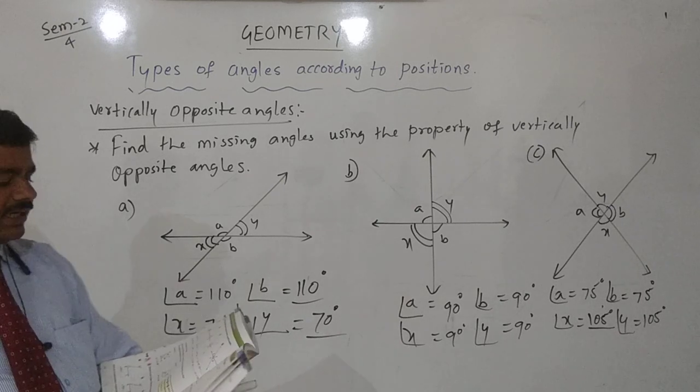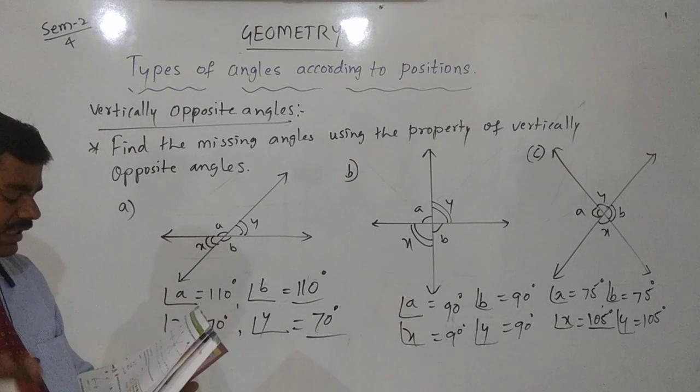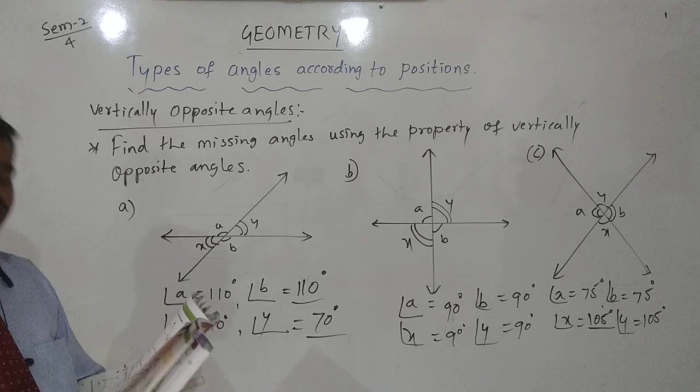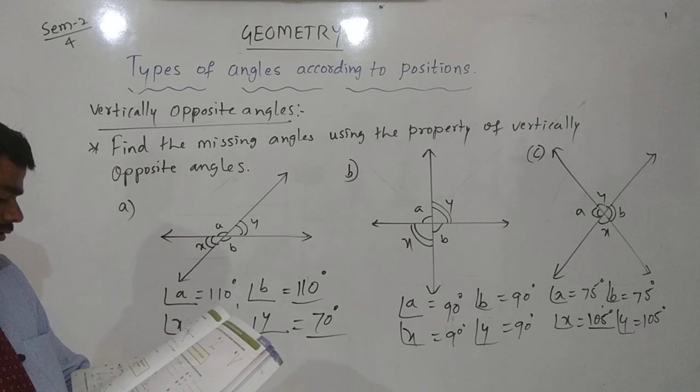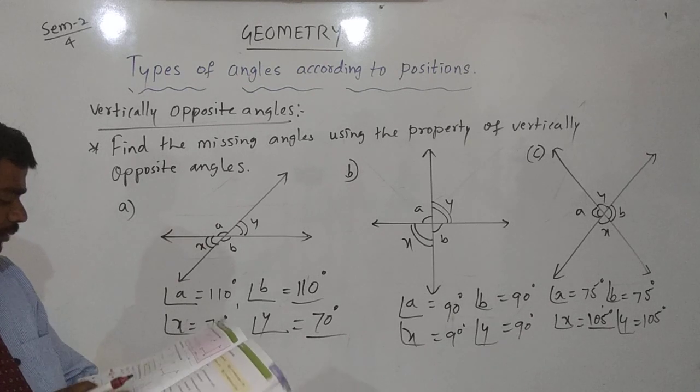The D question is there, that you can solve very easily. Angle A is 45 degrees, then automatically angle B is the same. X is not given, Y is equal to 135 degrees, then angle X is the same. Very simple, this one. And after this, about supplementary angles.